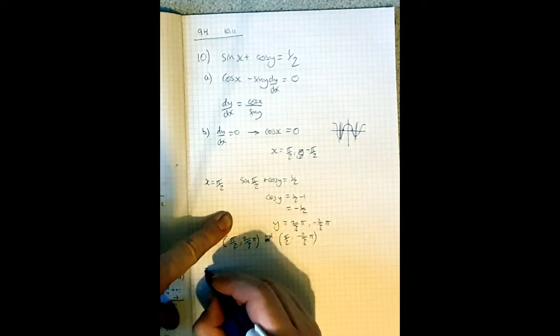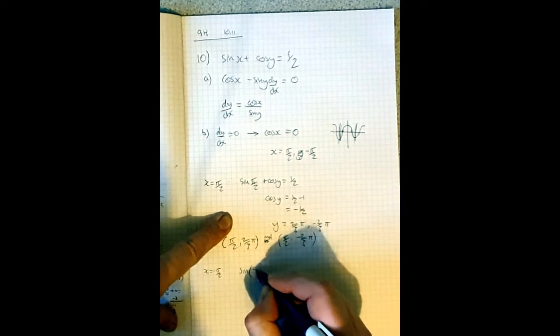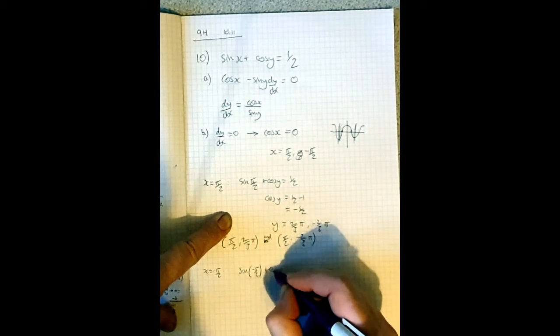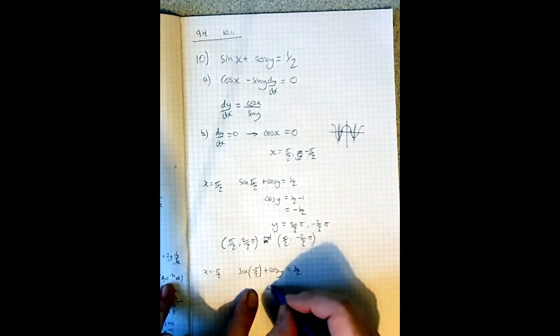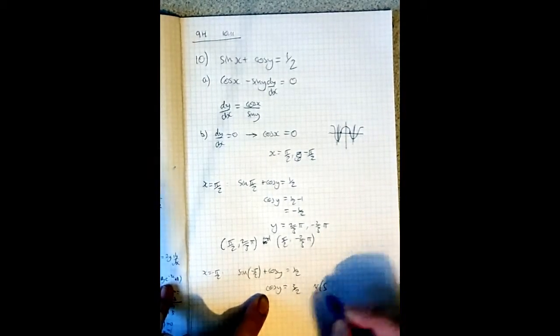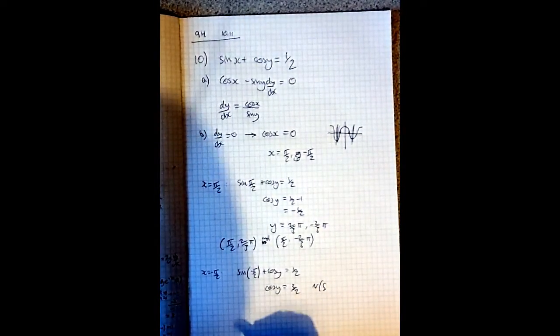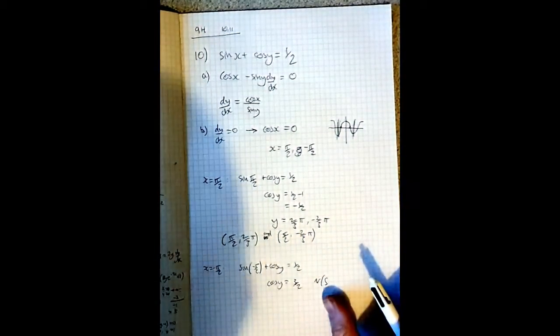If x is minus pi over 2, sin of minus pi over 2 plus cos y is a half. Well, that's minus 1, so cos y is 3 over 2, to which, of course, there were no solutions. So they're my only two stationary points for question 10.